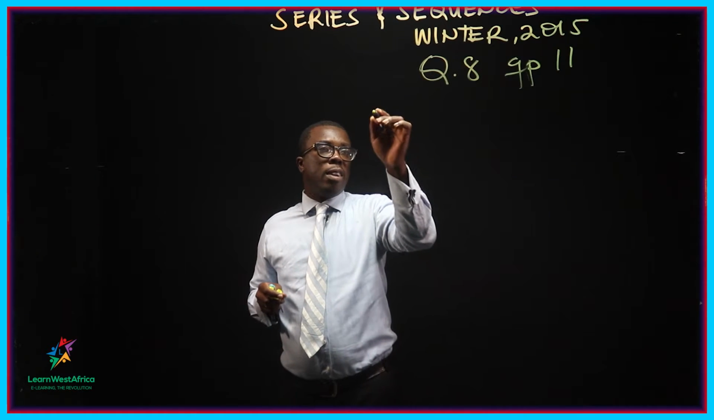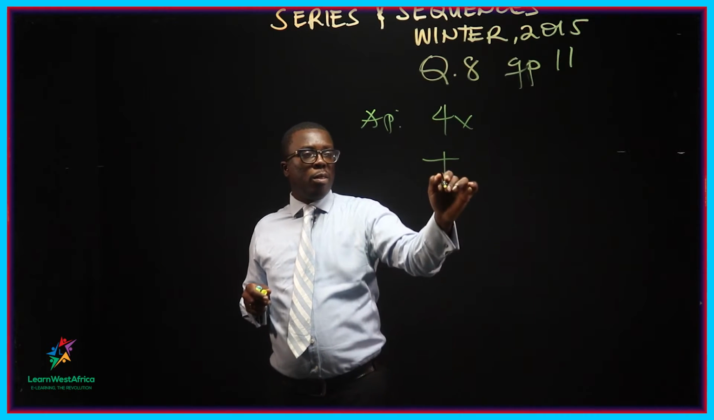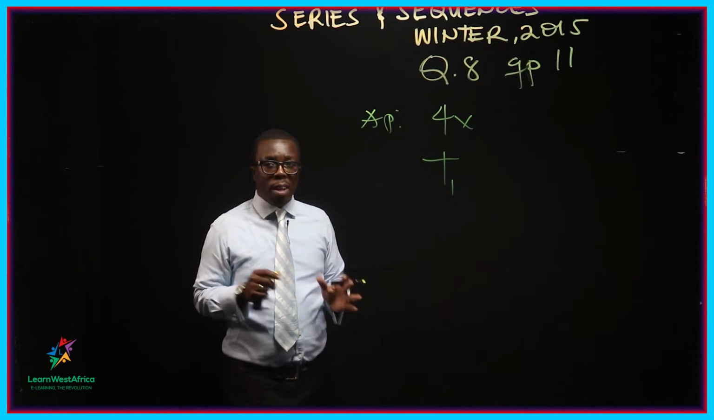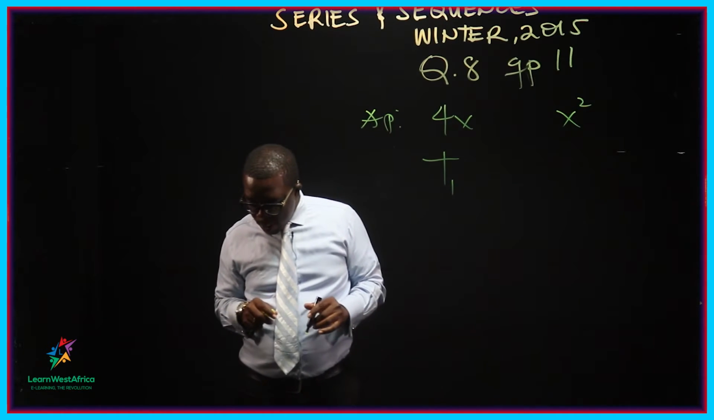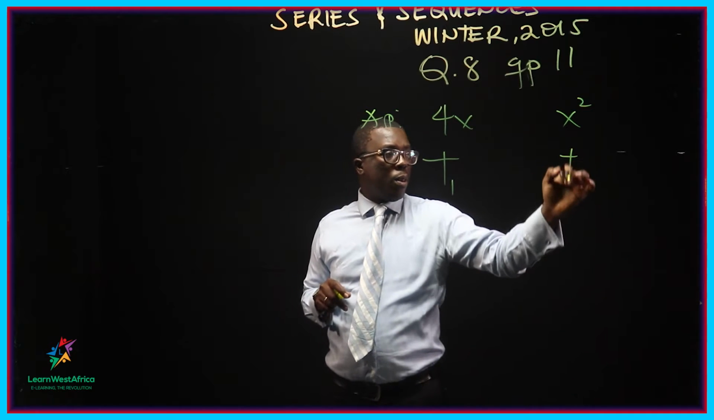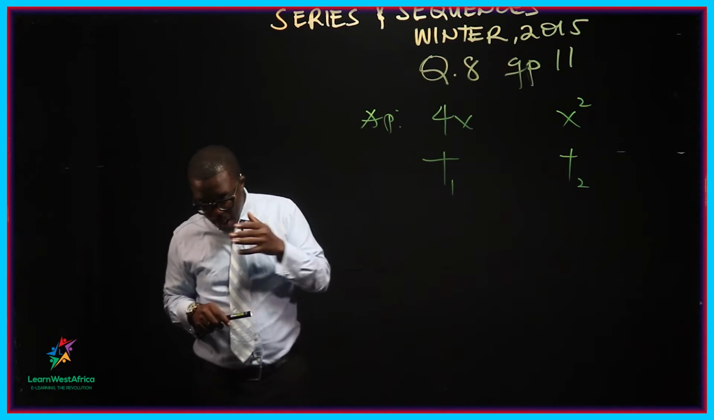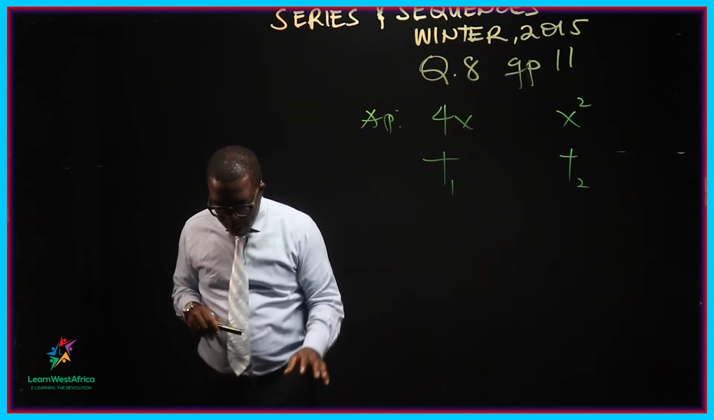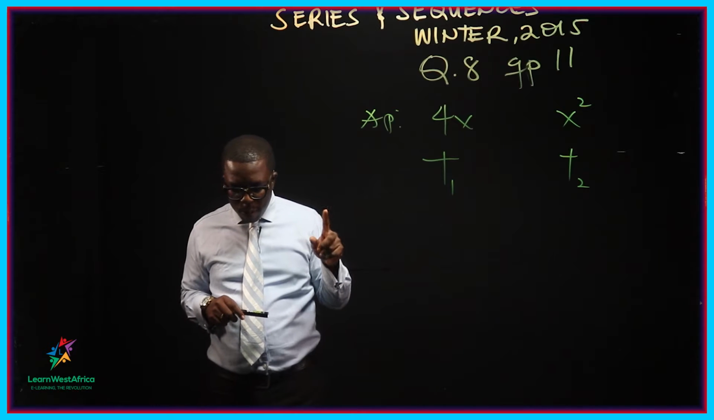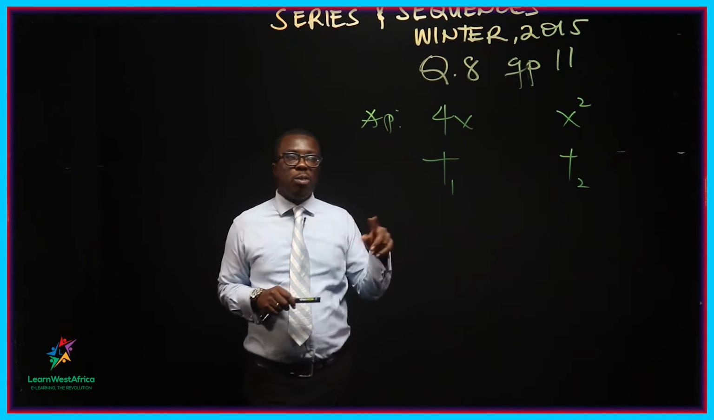so let's look at the AP case. Okay, so 4x is T1, your first term, as the problem rightly said, and x squared, the question said, is your second term, so we call that T2. So in the case of the AP, as the I part says, the common difference is 12, and we want to find the possible values of x and the corresponding values of the third term.